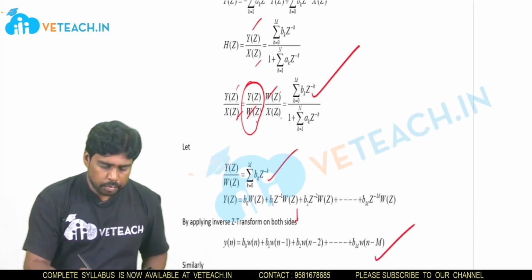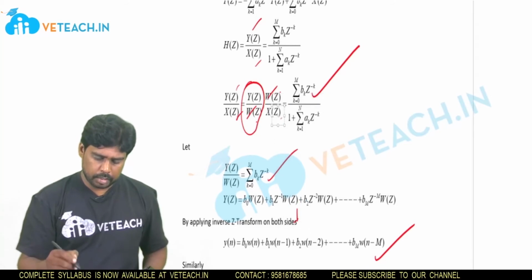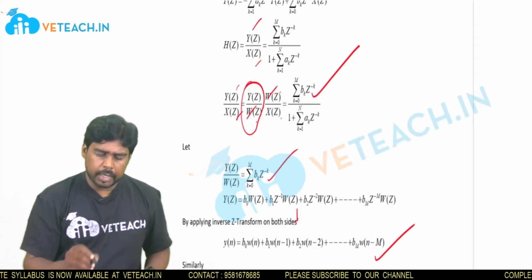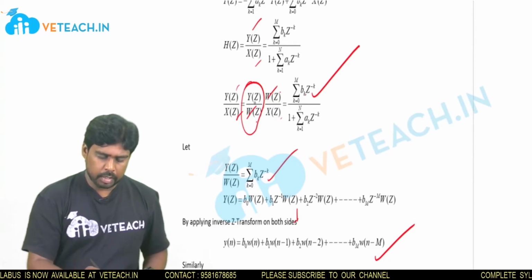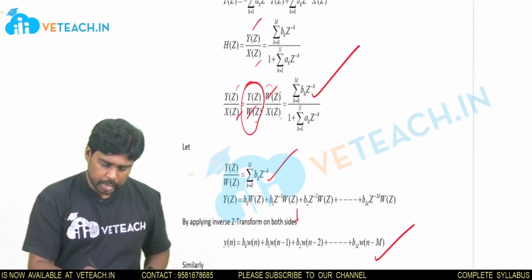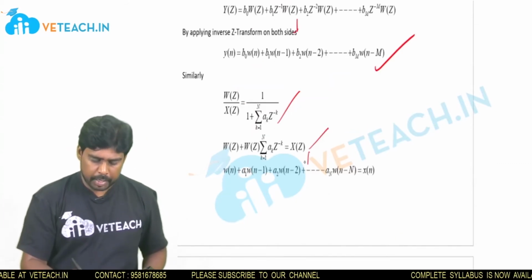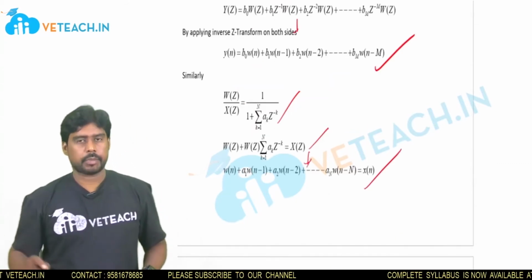Then w of z by x of z is equal to 1 by denominator. Already the numerator is taken for y of z by w of z, and this part is nothing but 1 by denominator. Cross multiply, apply inverse Z transform, you will get an expression like this.